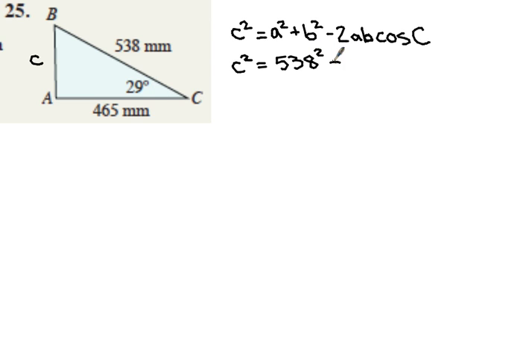squared plus 465 squared minus 2 times the 538 times 465 times our cosine of 29.